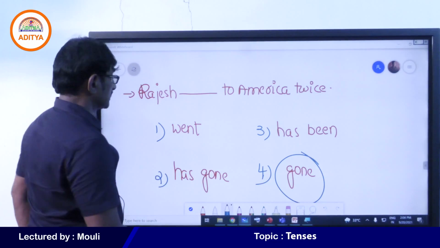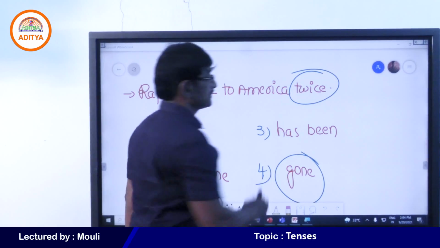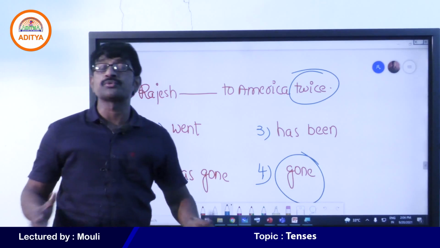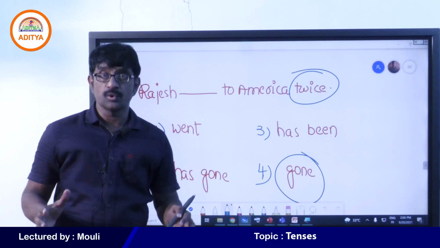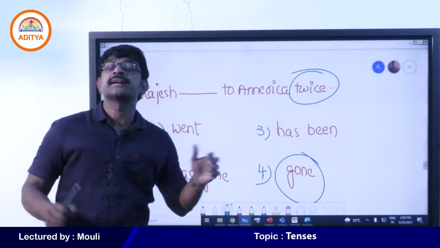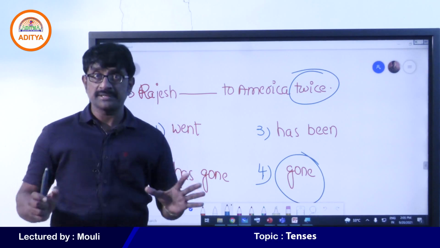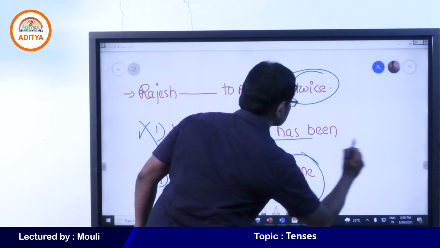Another three are there. Here only twice is given. Rajesh dash to America twice. It does not refer to past tense. Only twice. No other condition is given here. So it does not refer to past tense. So let us strike it off. We have only two options: has gone, has been.